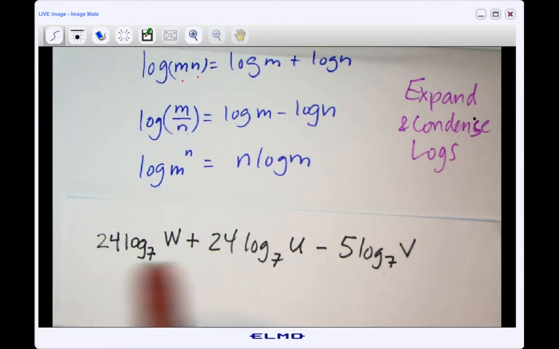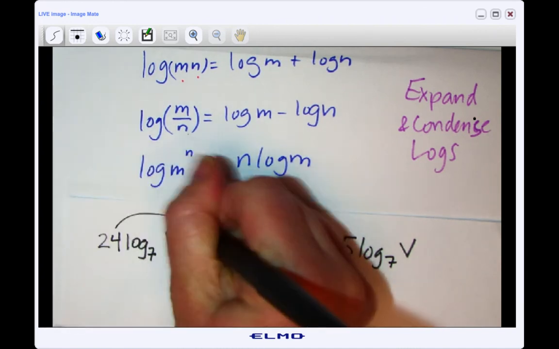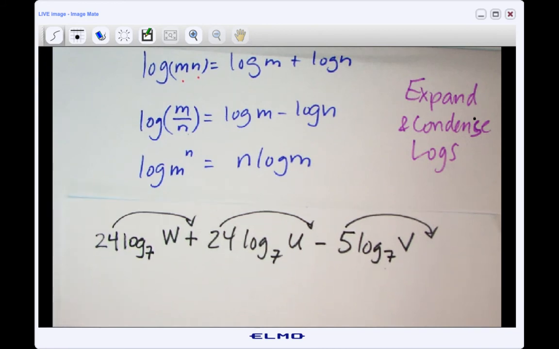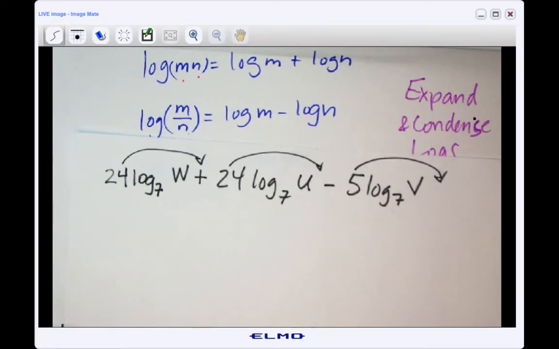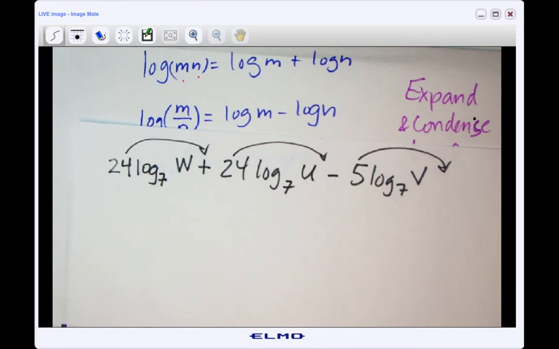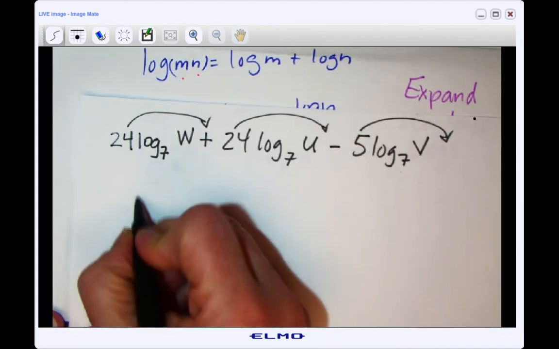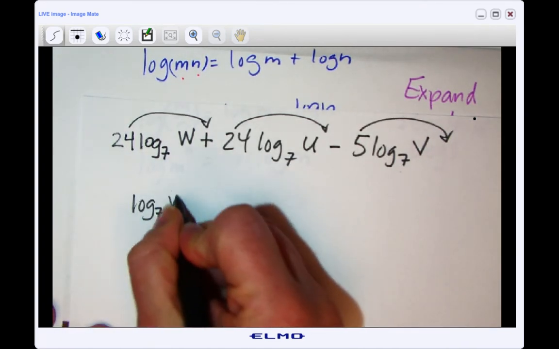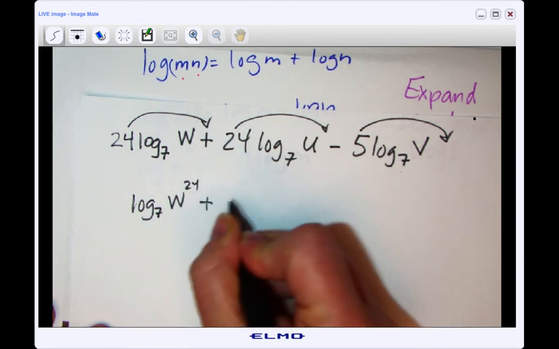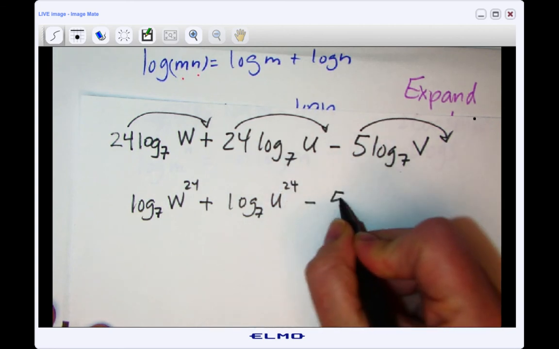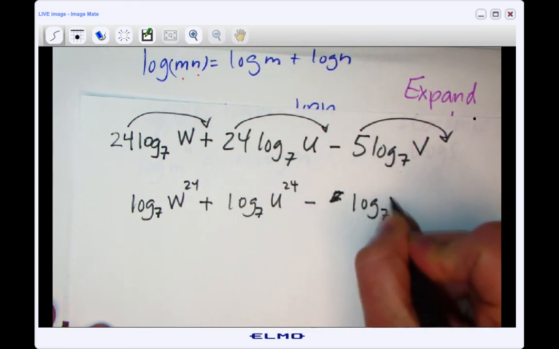So let's do this stuff first. I'm going to move the 24s to here. I just picked 24 to be funny, because why not use a big number? I could have used any number. I could have used 3/9, 4 over 17, negative 200. It doesn't matter what that number is. You're just going to make it the exponent, right? Using this rule. So it doesn't matter how big it is. So this is going to be log base 7 of w to the 24th, plus log base 7 of u to the 24th, and then we have minus, I'm going to move it, log base 7 of v to the 5th.